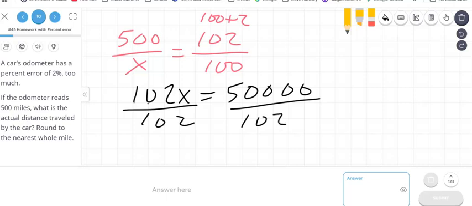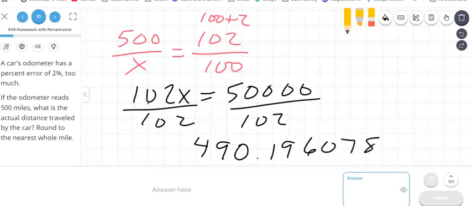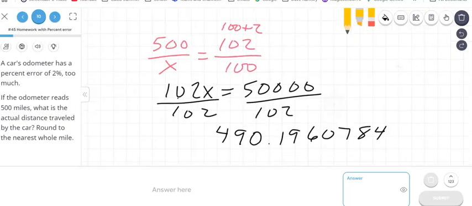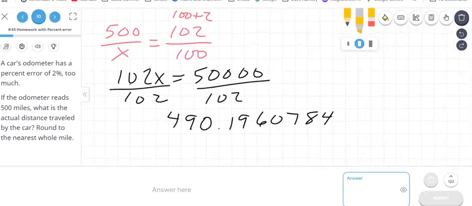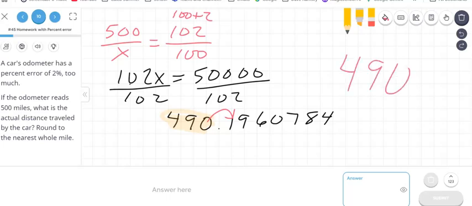So 50000 divided by 102. I get 490.1960784. And it says to round it to the nearest whole mile. That's this here. So if we look at the one, it's going to tell us to keep it the same. So we're going to go 490.